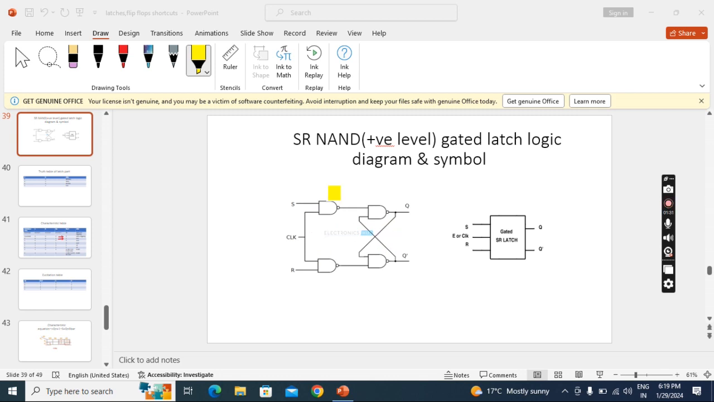In the non-gated latches, these gates are not there. That's why that is called a non-gated latch. See the construction here. S and R are connected to these gates, and the clock is common to both gates. This is the construction. Now we'll see the working.